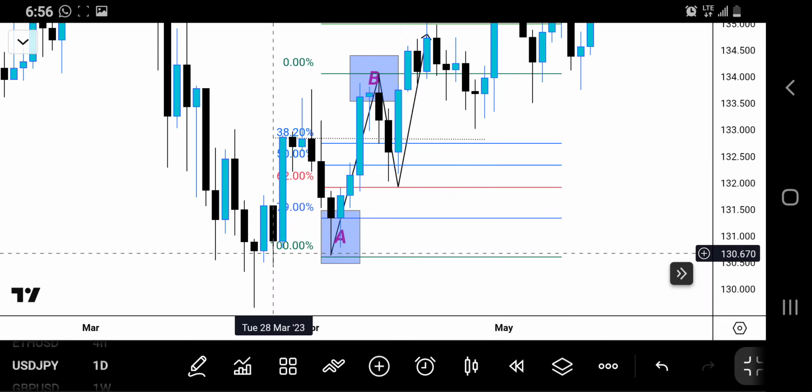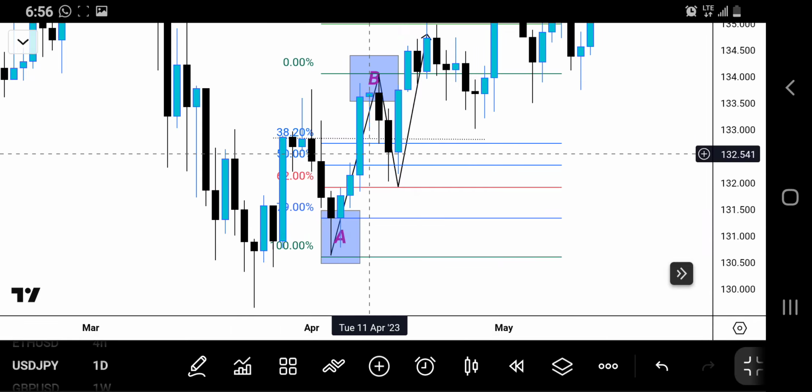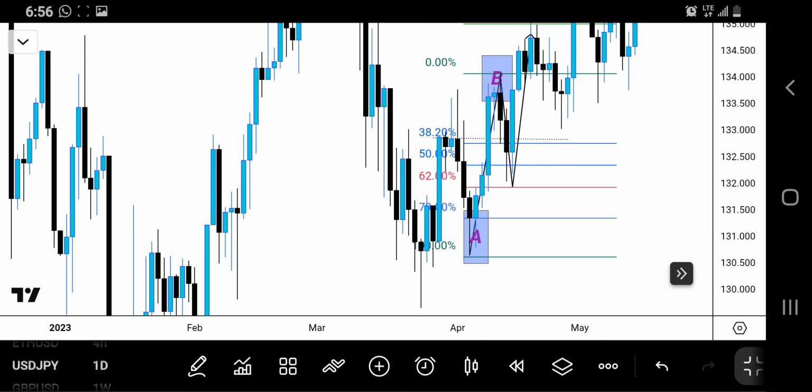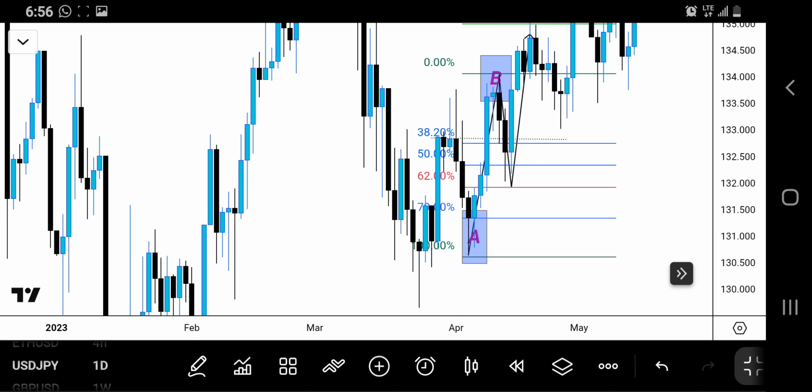Now I want you to notice something. The market needs to retrace either to 61.8%, that is to 62%, which is my red line right here. If you go into the settings, you can change the colors of each one of these Fibonacci lines. Now see the 38%, you see the 50%, you see the 62%, you see the 70%.